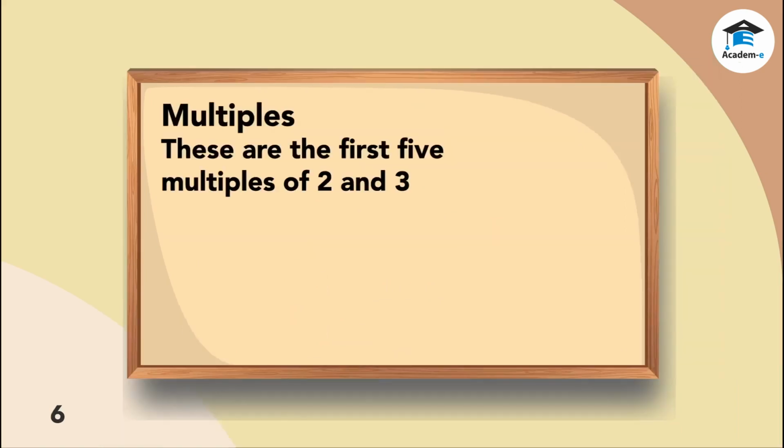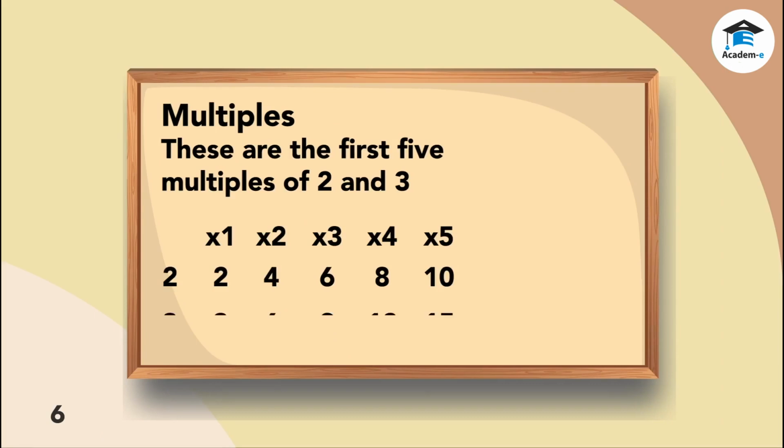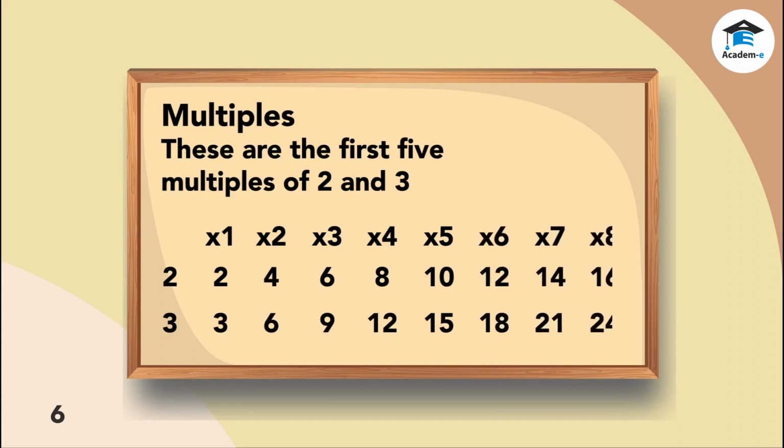Let's now define multiples. The first 5 multiples of 2 are 2, 4, 6, 8, and 10. For the number 3, its first 5 multiples are 3, 6, 9, 12, and 15. With multiples, you can go on multiplying the given number beyond 5.